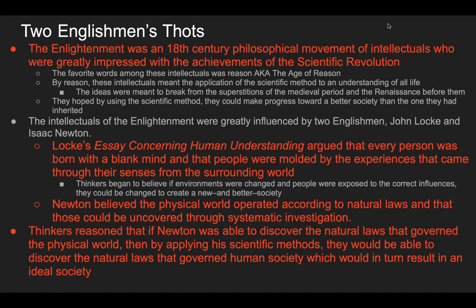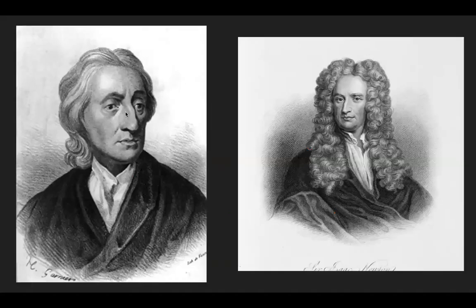Newton believed the physical world operated according to natural laws and that those laws could be uncovered through systematic investigation. Thinkers reasoned that if Newton was able to discover natural laws that govern the physical world, then by applying his scientific methods, they would be able to discover the natural laws that govern human society, which would in turn result in an ideal society. Idealism, perfection. So that's John Locke on the left and Isaac Newton on the right, who discovered gravity.